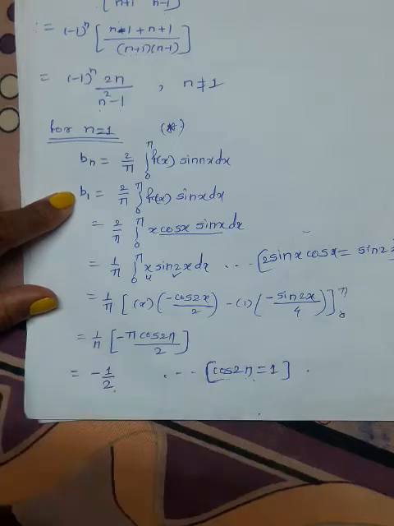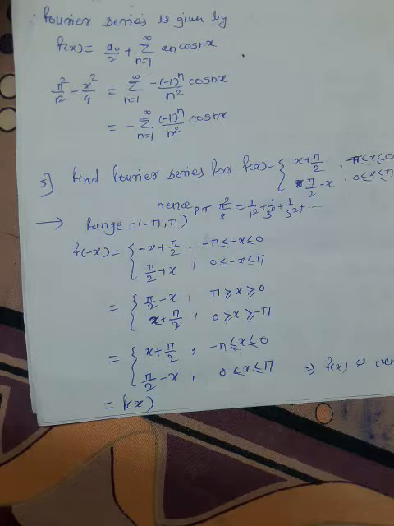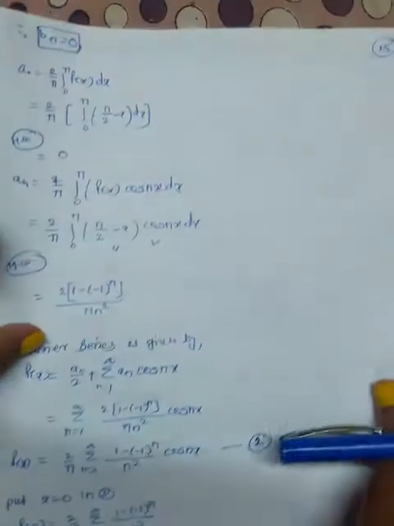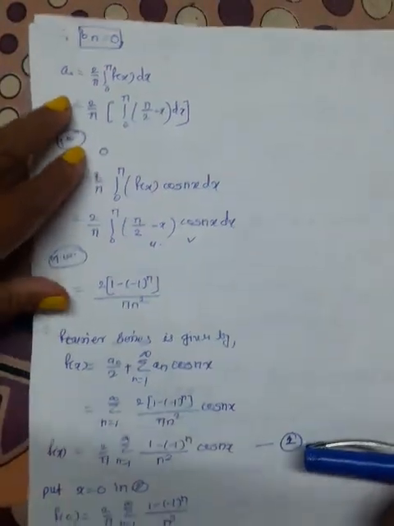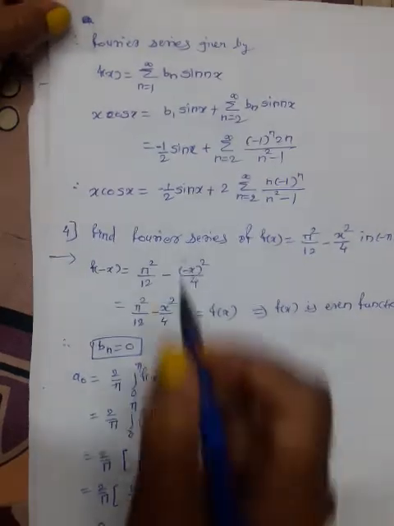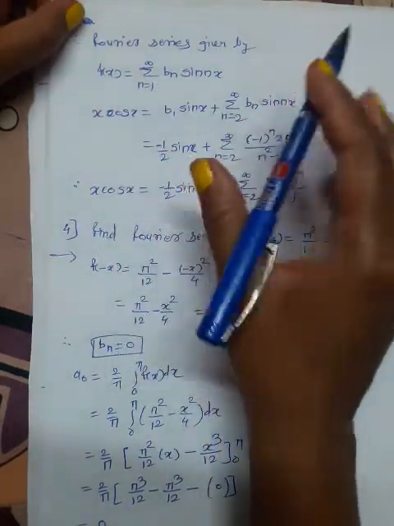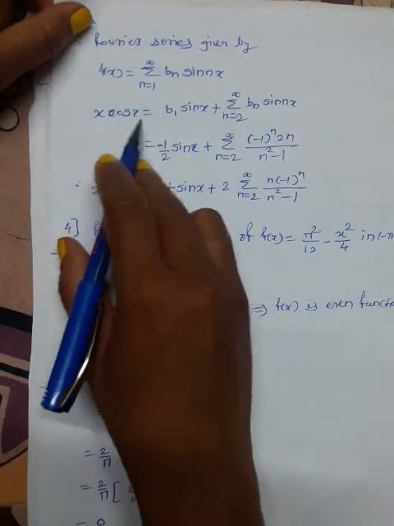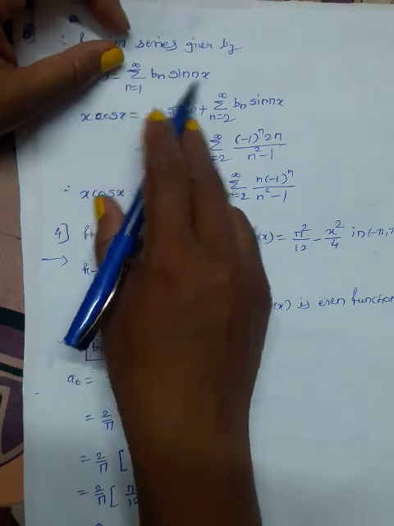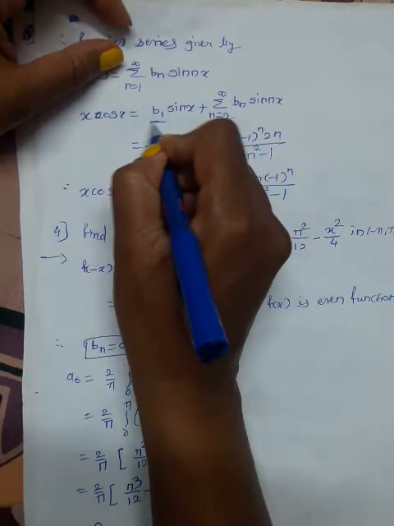Therefore, how to write down now the Fourier series. Fourier series, an is 0 but obvious. A naught is this. The Fourier series is given by f of x is equal to summation bn sin nx, because a naught and an are already 0. Put the value of f of x here, x cos x is equal to, now we have to first put n is equal to 1. We get b1 sin x plus summation starting from 2 to infinity, because we have already calculated b1 separately.